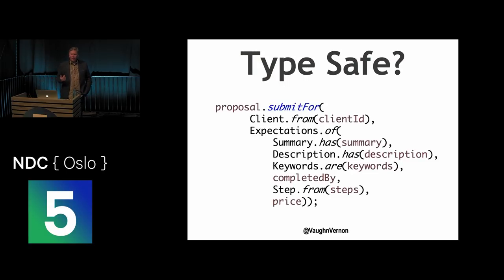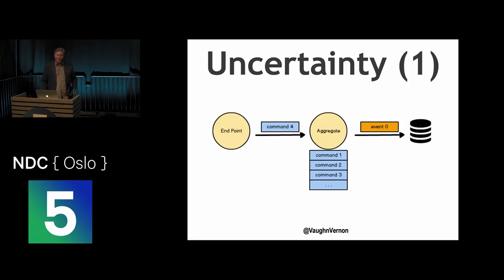Type safe? Yes, it's entirely type safe. So you're not giving up type safety in a type safe language when you're sending messages, because you are actually using a type safe interface, and any parameters that you pass in this message send have to be type safe. So you have a client from a client ID, and you have expectations. Now notice, it's not only type safe, but the way that we're assembling these two value objects is in a very fluent manner. Summary has, description has, keywords are, and so forth. So we're actually reading this in the same way that we would speak it among our team.